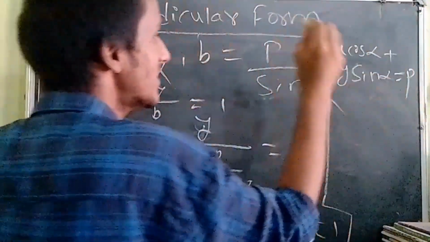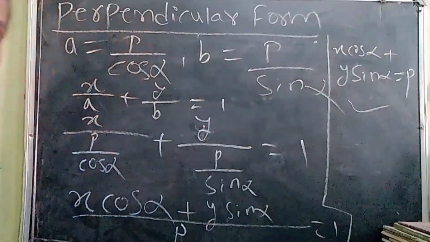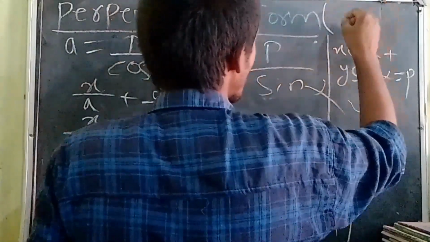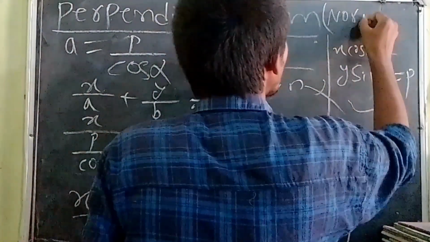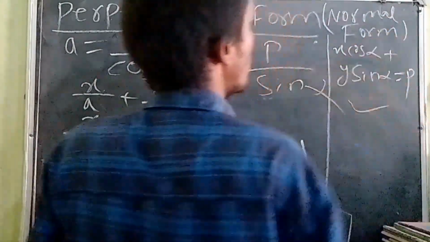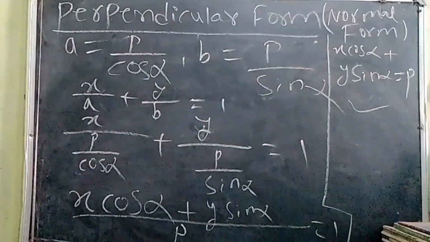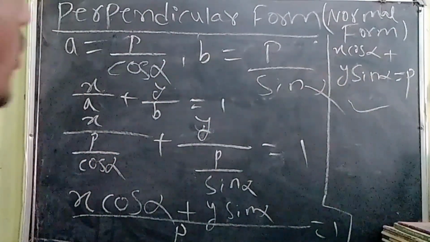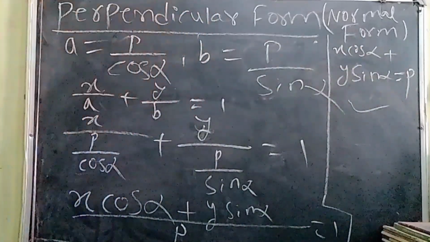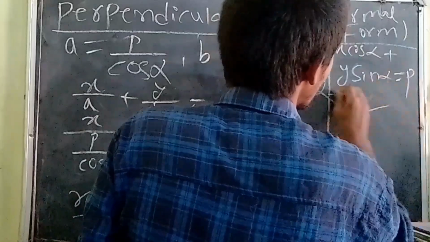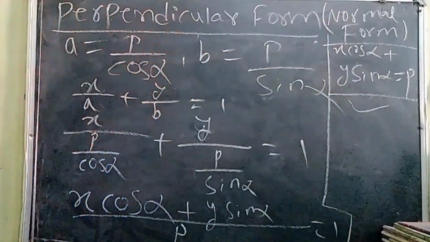And this is the equation. This is the equation of the straight line, perpendicular form. And one more thing that I forgot to mention: this is also known as normal form. The perpendicular line is also known as normal. That's why it's also called normal form. So x cosine alpha plus y sine alpha, this is the main thing that you need to remember.